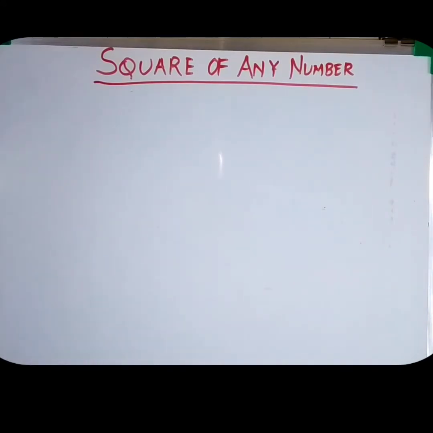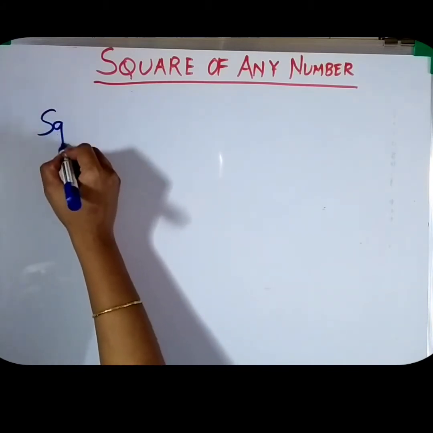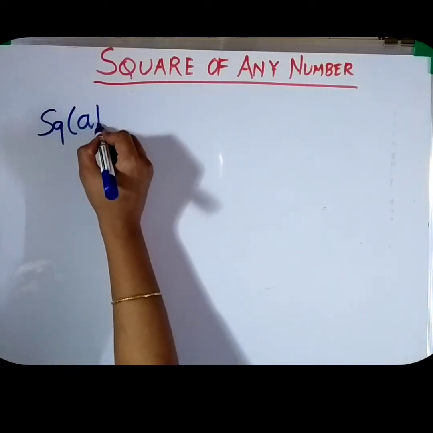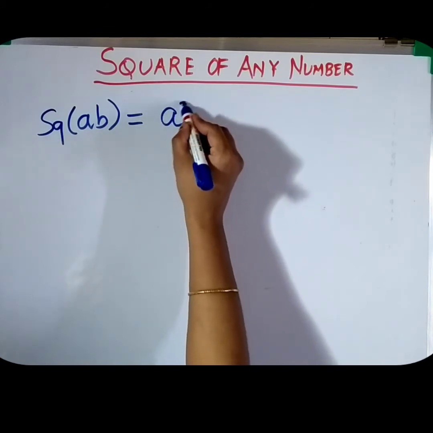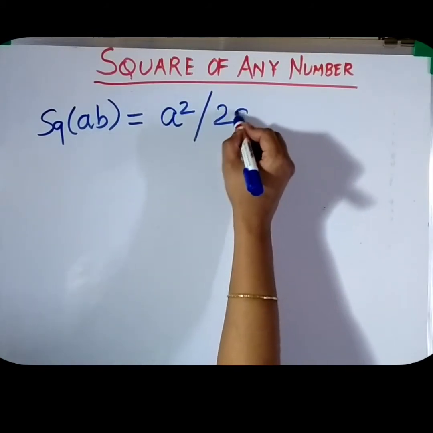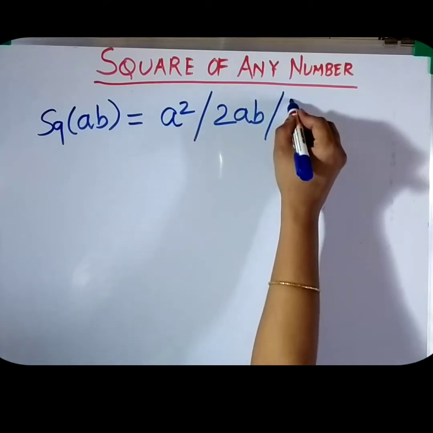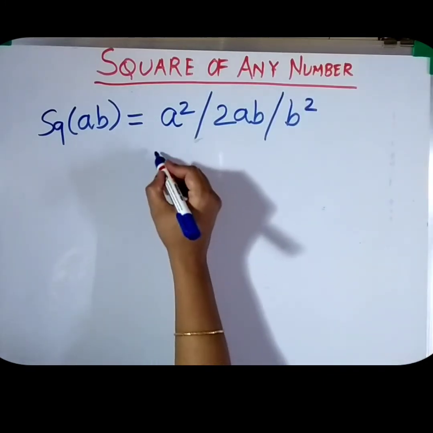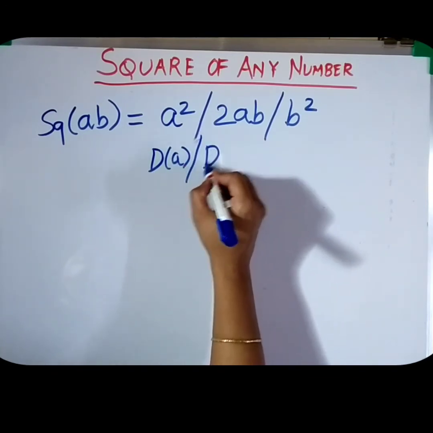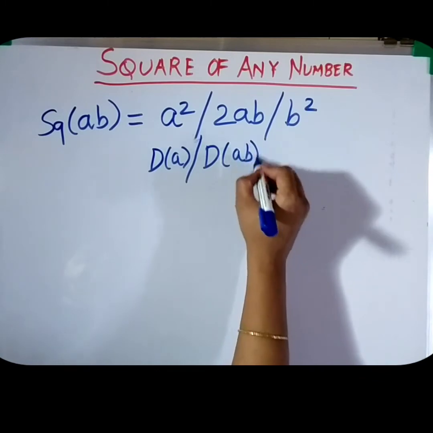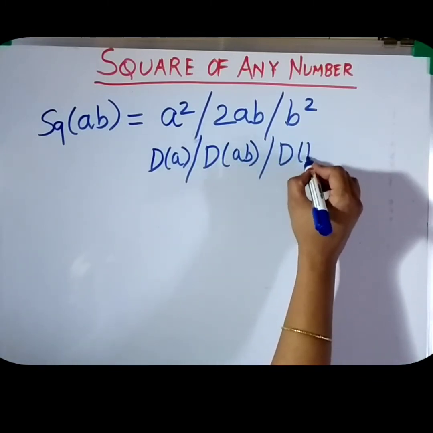Now we'll understand how to use this duplex concept for squaring. Suppose I have to find the square of a 2-digit number. So I'll write SQ of AB. For squaring a 2-digit number, what I do is A square, a balancing line, 2AB, again a balancing line, B square. This is nothing but the duplex of a single-digit number, balancing line, the duplex of a 2-digit number, and the duplex of again a single-digit number.